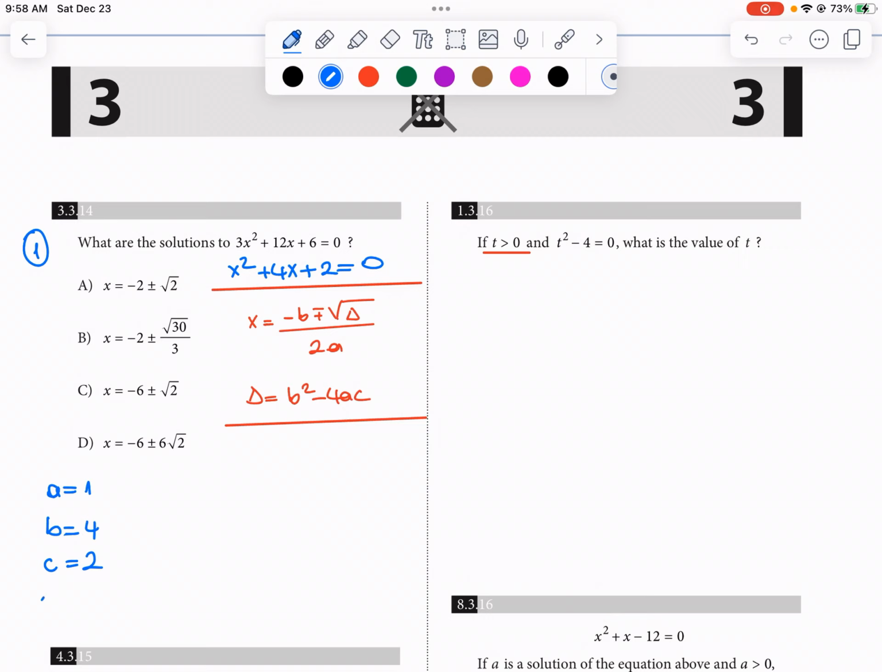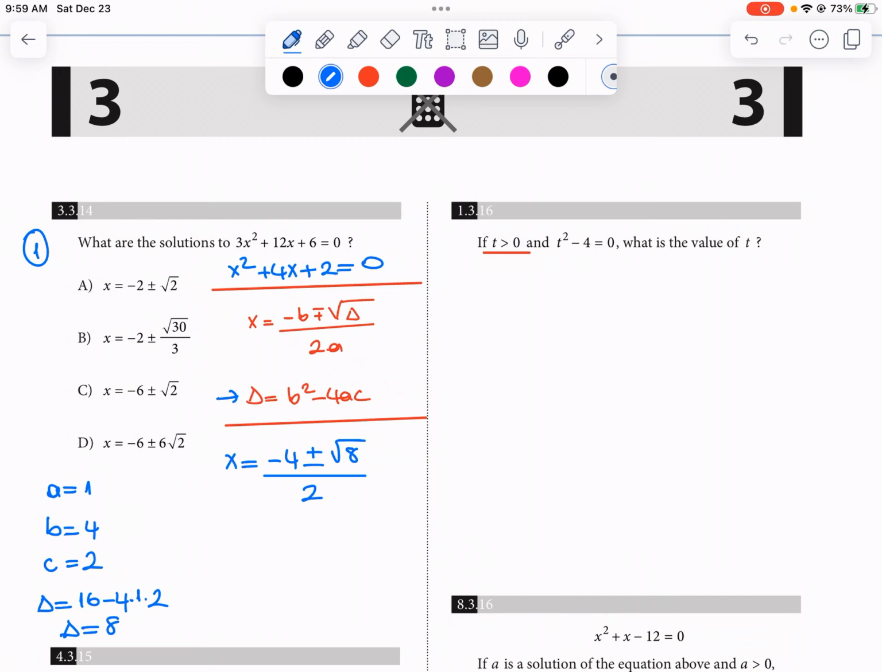Okay, now we can find out the discriminant. Discriminant is, here we have b squared minus 4ac. b is 4, b squared is going to be 16. 16 minus 4, a is 1, and c is 2. So 4 times 1 times 2, 8. 16 minus 8 is 8. So discriminant is going to be equal to 8. Now we can use the quadratic formula. So x is equal to negative b, which is negative 4, plus minus square root of 8 divided by 2a. 2 times 1, 2.